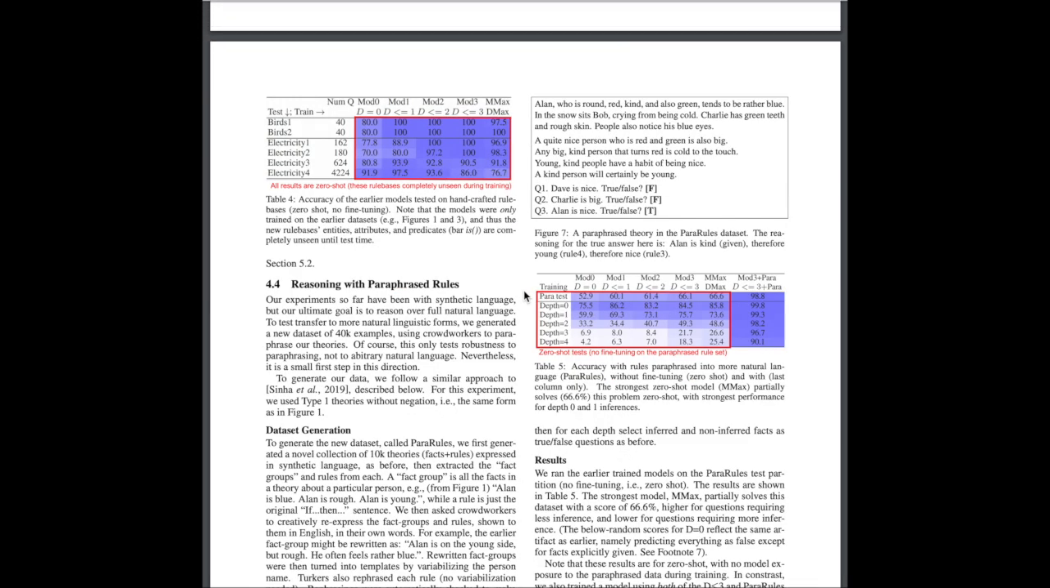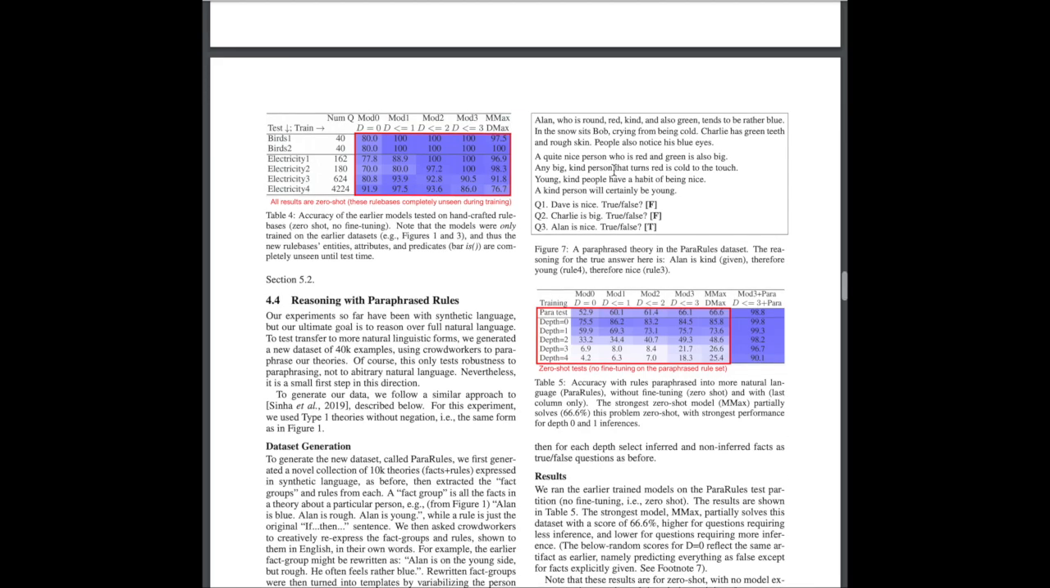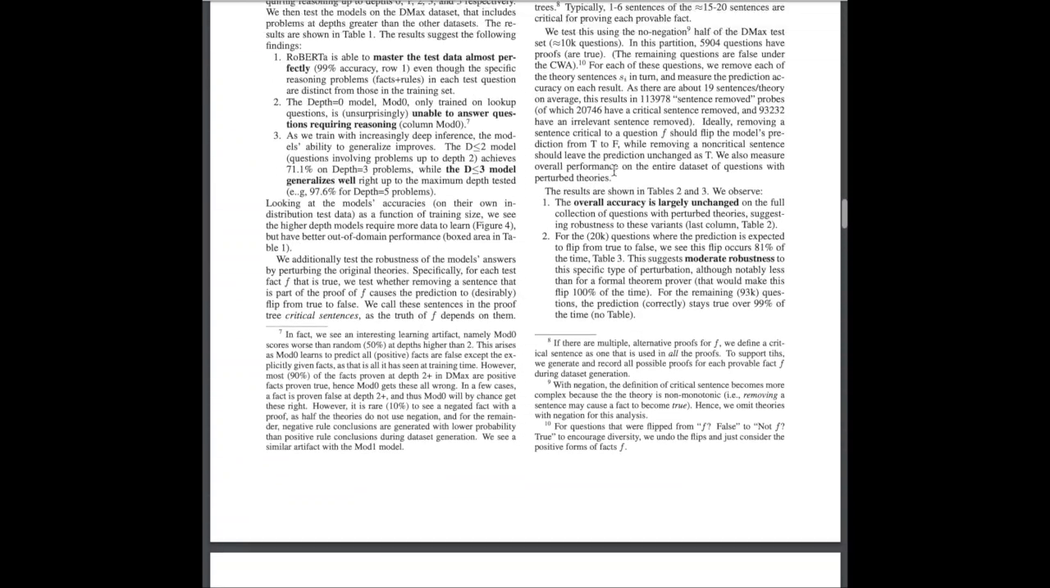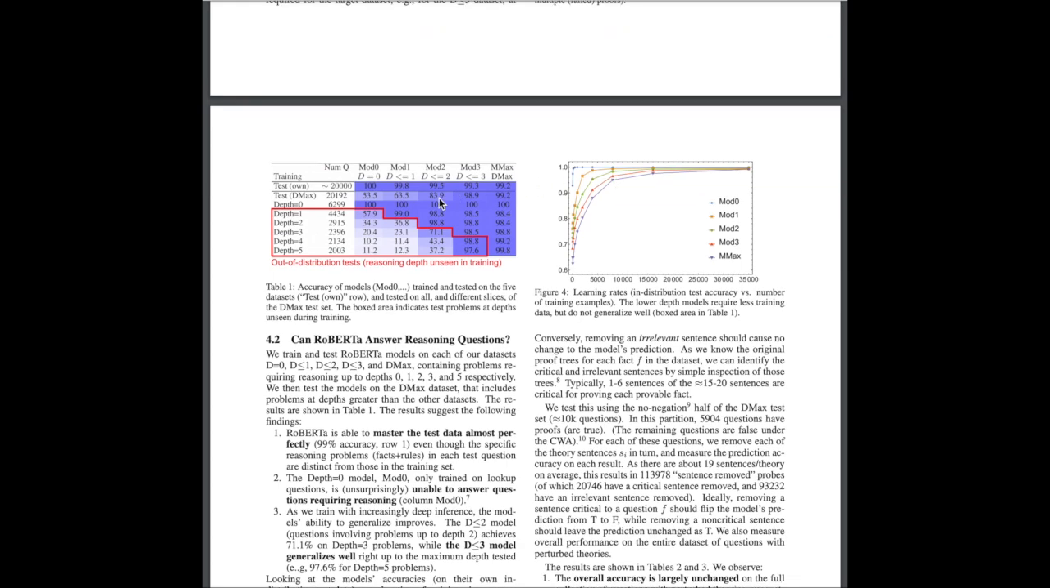In their paper, they show that this performs well by doing the paraphrase language and then having the transformer model answer these questions about the data set that requires this kind of fact chaining. So they also explore having a different depth of the fact chaining that's required in the training set compared to the test set.